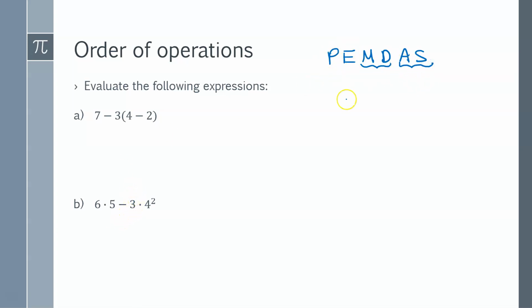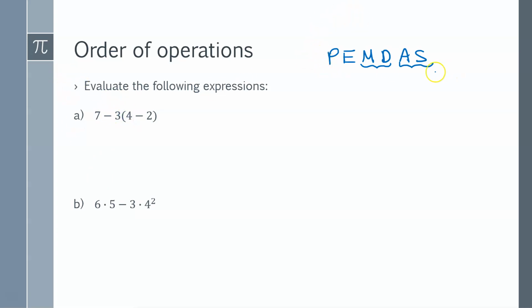So parentheses, exponents, multiplication and division from left to right, and addition and subtraction from left to right. So when we're looking at this first expression, 7 minus 3 times (4 minus 2), just a little fun fact: if there's no operation going on between a number and a parenthesis, it's an implied multiplication. So what should we do first?